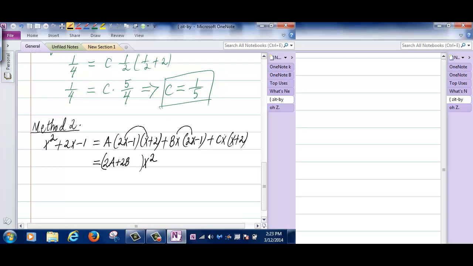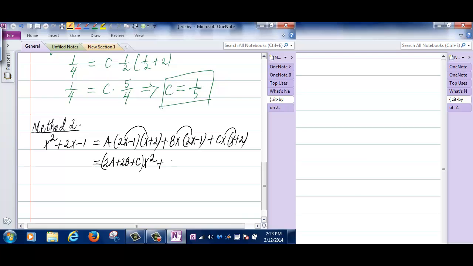And from the third one, I can get x squared if I multiply x and x here, so that's going to give me what? Plus C. So that's the coefficient of x squared. Everybody follows that? You guys follow that, okay?